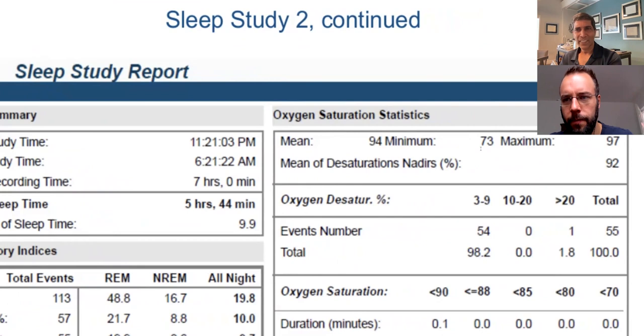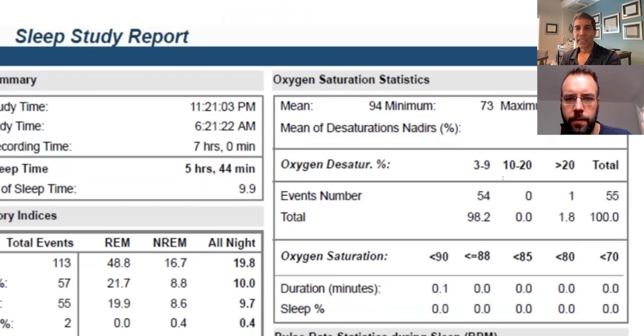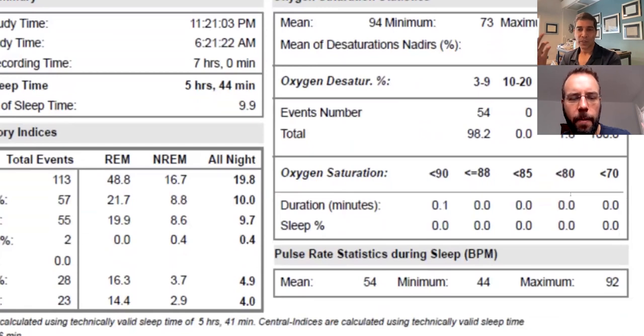That doesn't make sense. So whenever I see a huge disconnect between mild to moderate sleep apnea and 73, that's a severe drop in oxygen, right? And so that doesn't quite make sense. So one thing I'll ask myself is, was that a single spike? And if it was a single spike, it might be artifact due to movement or something like that, right? And you can see that, in fact, the 3 to 9% drops was 54. The 10 to 20 was 0, and the greater than 20 was 1. So that's probably not real. It's movement artifact likely, or some kind of hardware artifact.